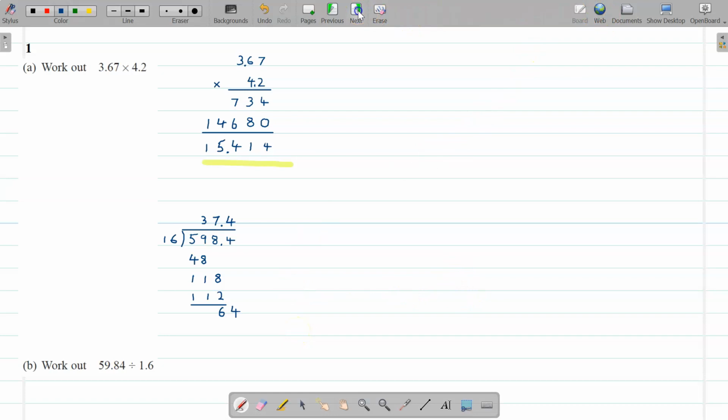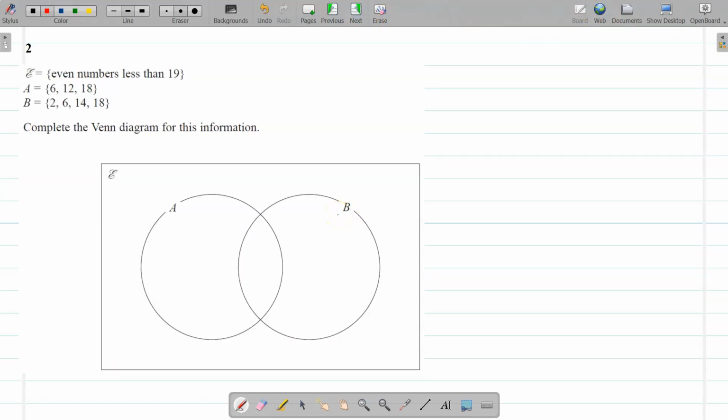Next question. Question 2. We have here a Venn diagram, and the universal set are even numbers less than 19. Okay. In set A, we have these 3 numbers. In set B, we have these 4. And we've got to show this information on a Venn diagram. Well, basically, 2 of the numbers in set A are also in set B. That's the 6 and the 18.